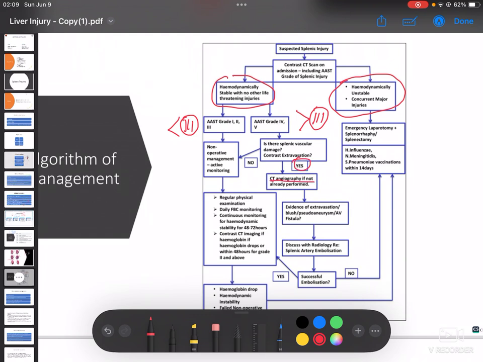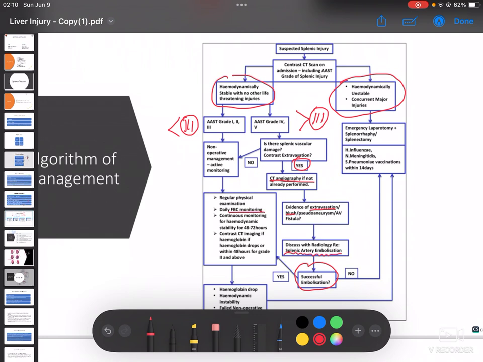And evidence of extravasation, pseudoaneurysm, arteriovenous fistula, evidence of extravasation, blush: discuss radiologically splenic artery embolization. So we have to go for splenic artery embolization. If successful embolization occurs, yes, then regular physical examination, regular FBC monitoring.